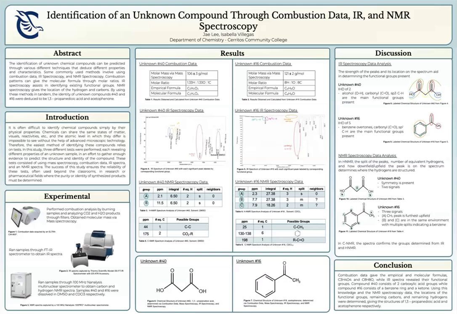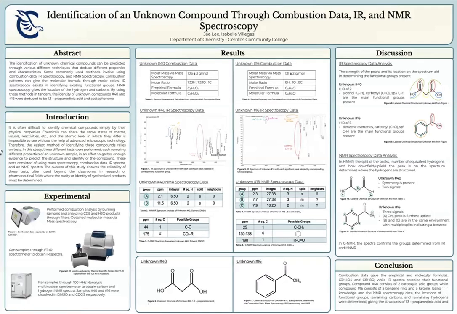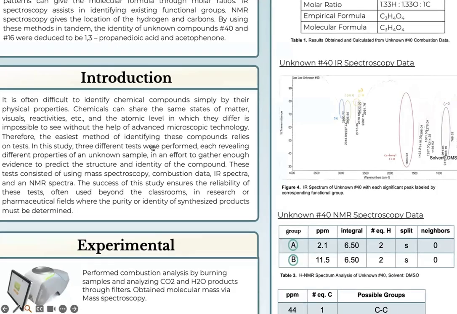All right, the combustion data was obtained by burning our samples, analyzing the carbon dioxide and water products via filters. The FTIR spectrometer captured the IR absorbances via peaks, and the multinuclear spectrometer captured the C and H NMR signals. And as for the results, the combustion data gave us the molar ratios of hydrogen, oxygen, and carbon.